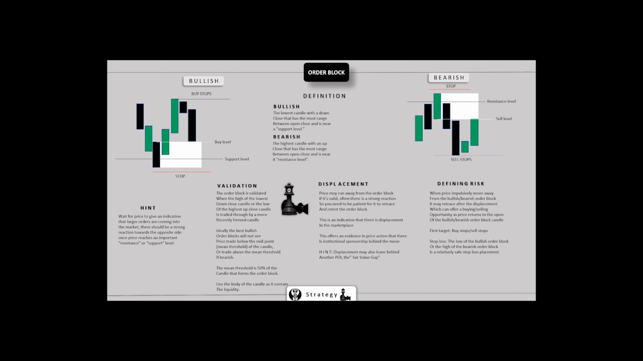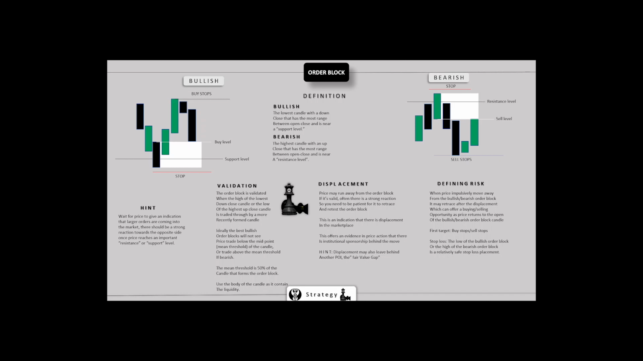These are just notes that I've summarized from the ICT video. On displacement, the price may run away from the order block. If it's valid, often there is a strong reaction, so you need to be patient for it to retrace and retest the order block. This is an indication that there is displacement in the marketplace. It offers evidence in price action that there is institutional sponsorship behind the move.